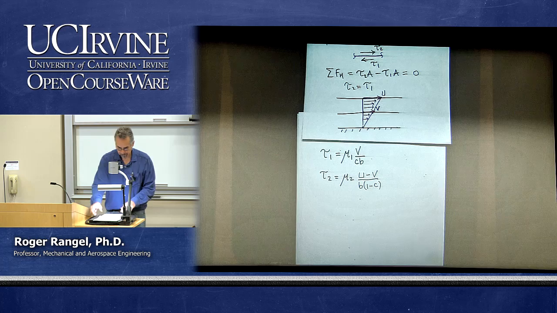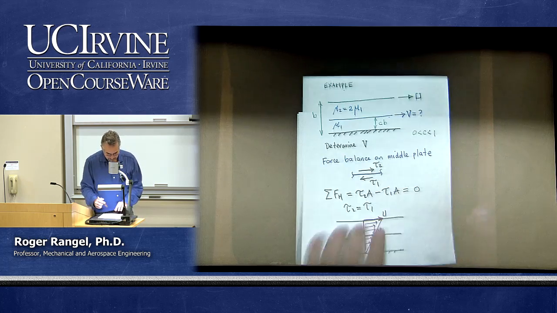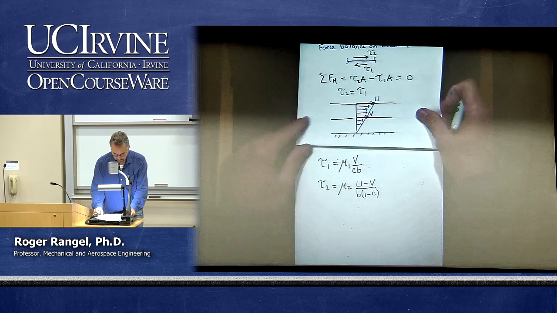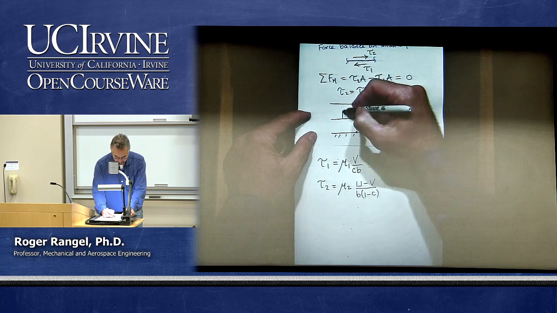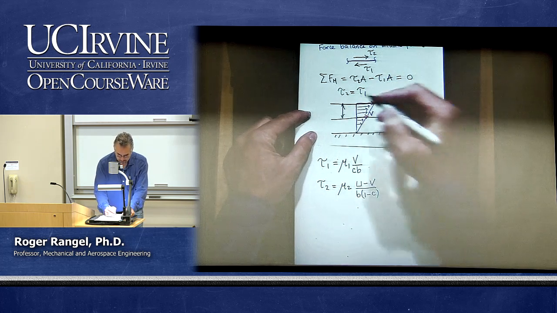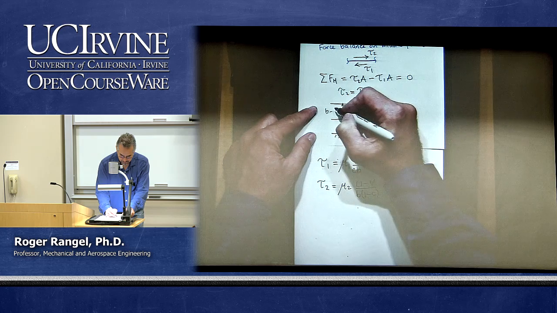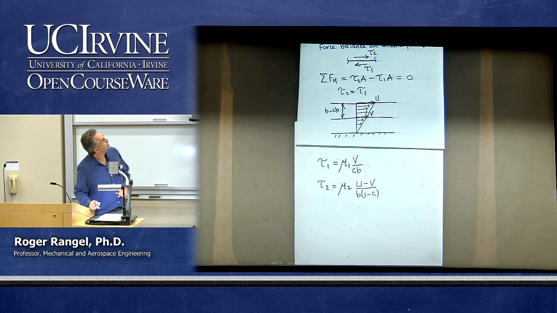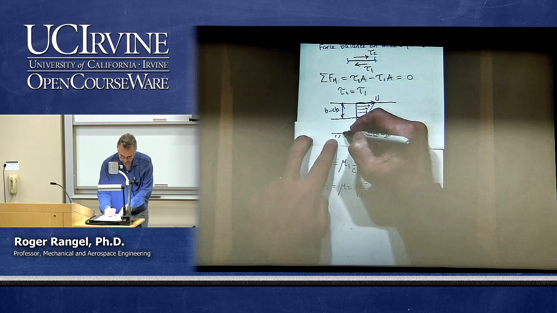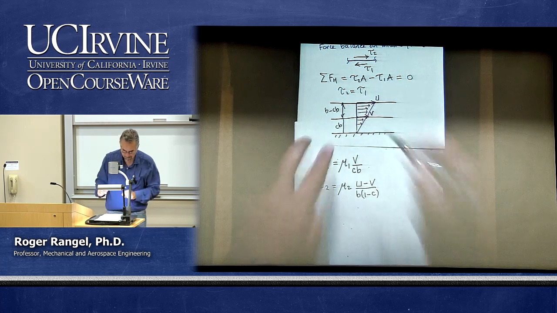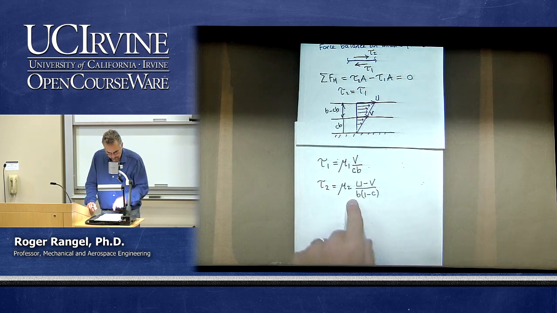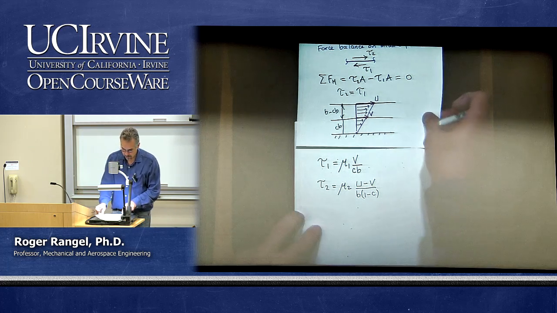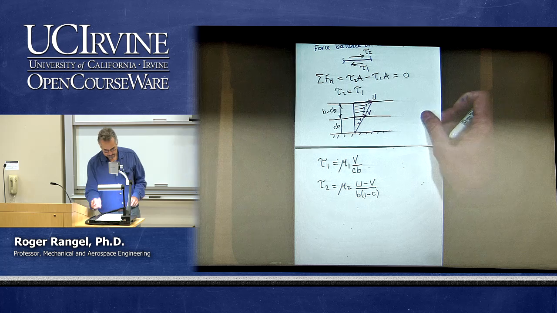All right? Because the distance in this gap is b minus cb, given that this distance is cb. So I just factor out the b. So those are the expressions for the stresses, and now I just set them equal to each other because that's what guarantees a force balance.